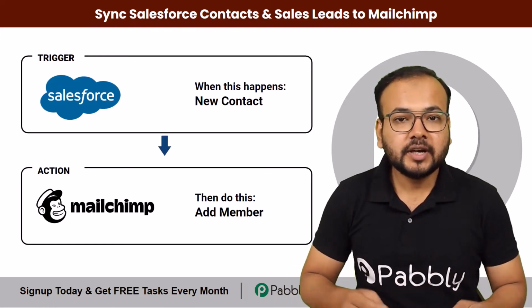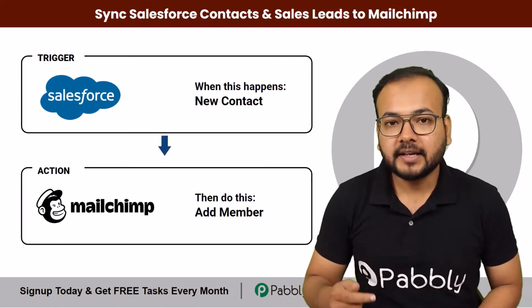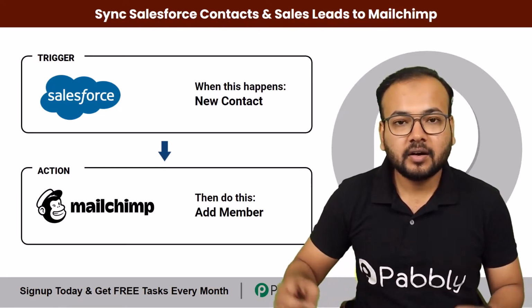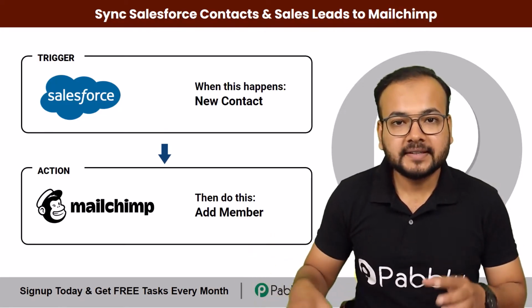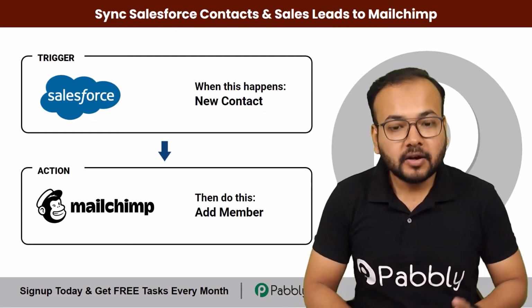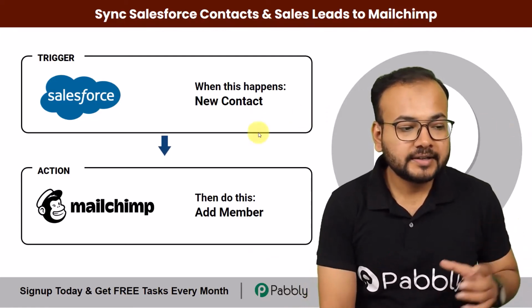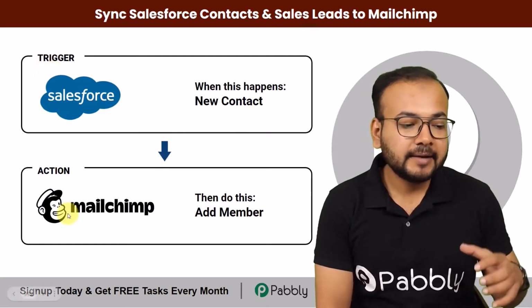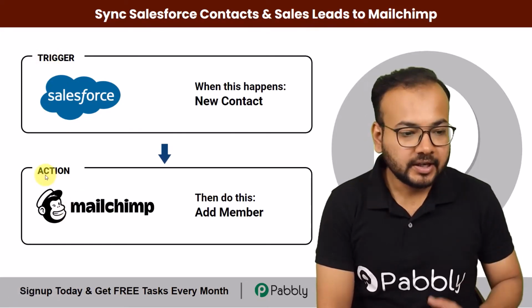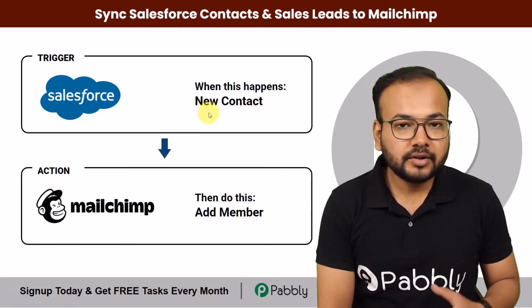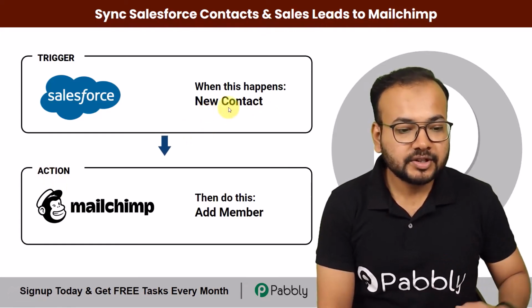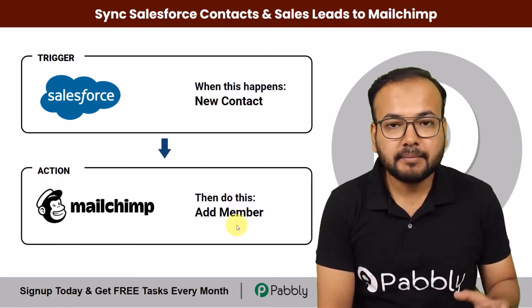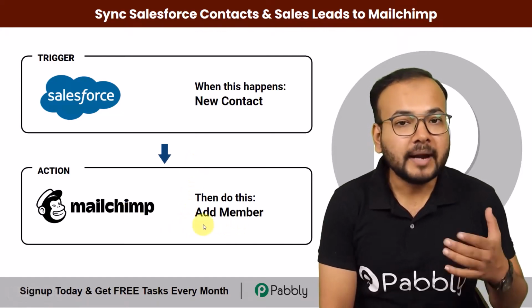And here you can add the contacts that you are adding in Salesforce directly and automatically into Mailchimp as leads or members automatically. For that, you just have to connect Salesforce CRM as the trigger app of our automation and Mailchimp as the action application. And after that, whenever you add any contact in Salesforce, the same contact will be added as a member in any list in Mailchimp automatically.